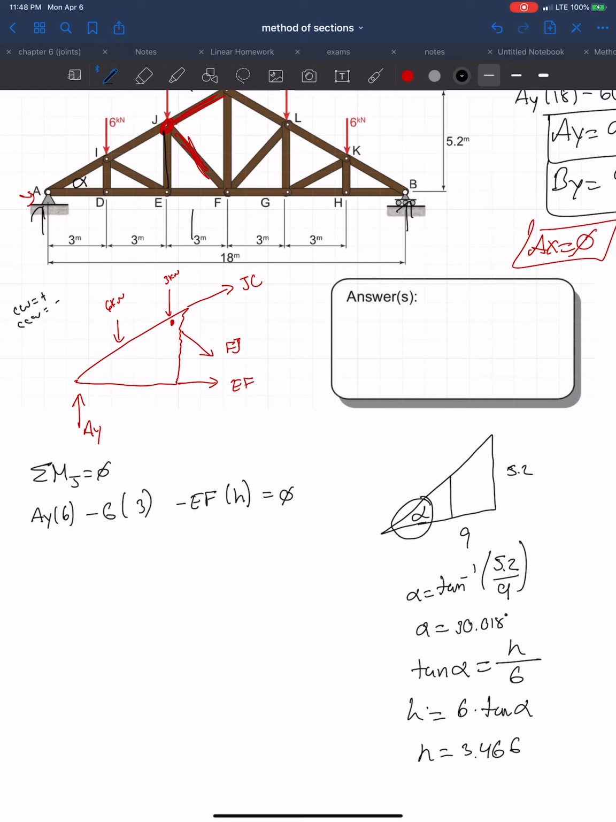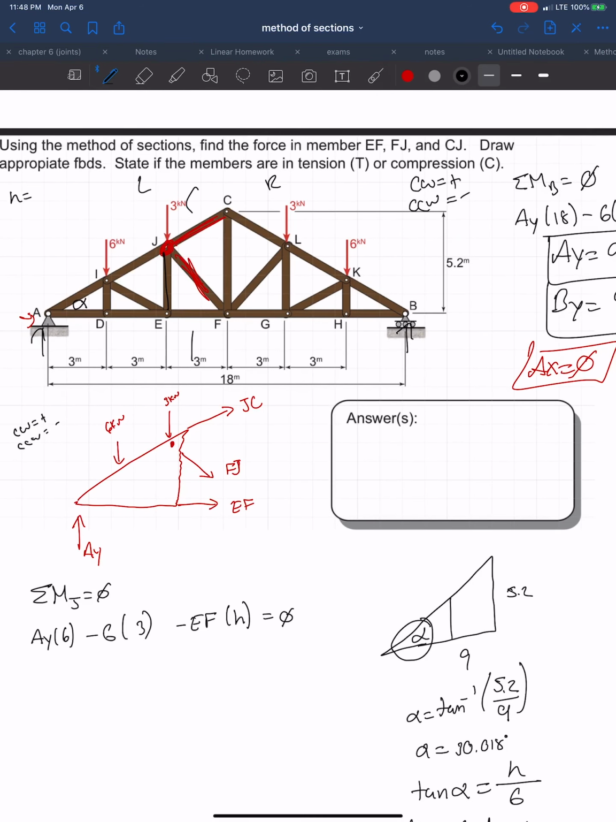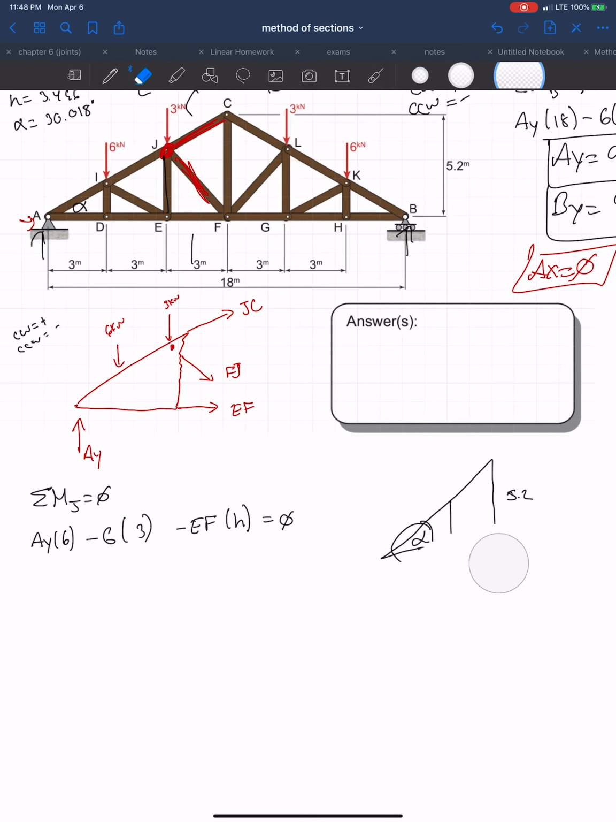Okay, cool. All right, so let me just go ahead and put that up here. Our h is actually going to be 3.466. The angle's going to be 30 point... I'm going to erase this over here. Okay. So once you find your angle, your height, then the rest is just easy.